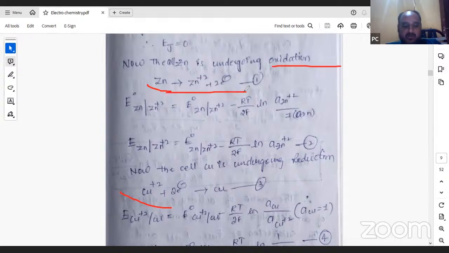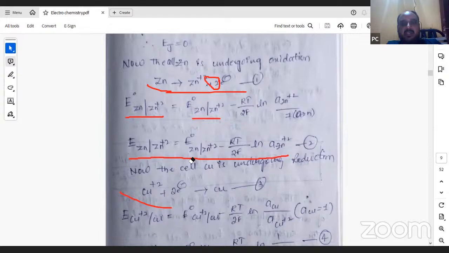Simply remember that oxidation means loss of electrons. The zinc will be converted to Zn plus 2 by losing 2 electrons. Then apply the Nernst equation: E cell is equal to E naught cell minus RT by 2F ln of the activity of the product, that is the activity of Zn plus 2, by the activity of the reactant. The reactant zinc is a solid, therefore its activity is 1. So E of Zn by Zn plus 2 is equal to E naught of Zn by Zn plus 2 minus RT by 2F, since 2 electrons are involved, that is n is 2, ln activity of Zn plus 2.